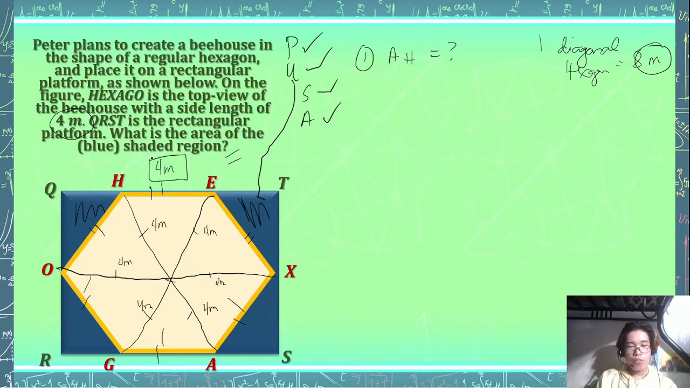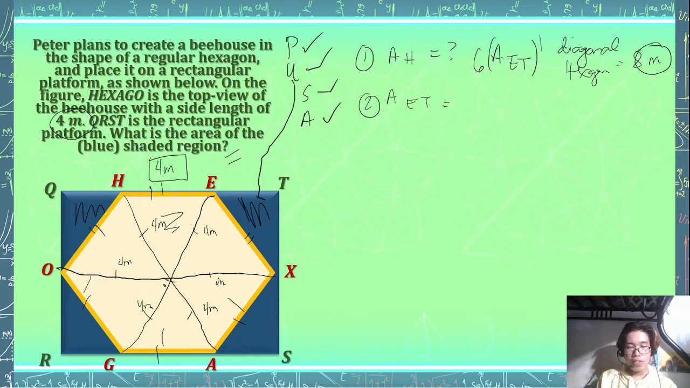Okay, so to solve for the area of the hexagon, we just need to find the area of one equilateral triangle, and then we multiply that by the number of equilateral triangles that we have in this hexagon. And for this hexagon, of course, we have 6. Okay, so how can we find the area of one equilateral triangle? That's gonna be our second step.